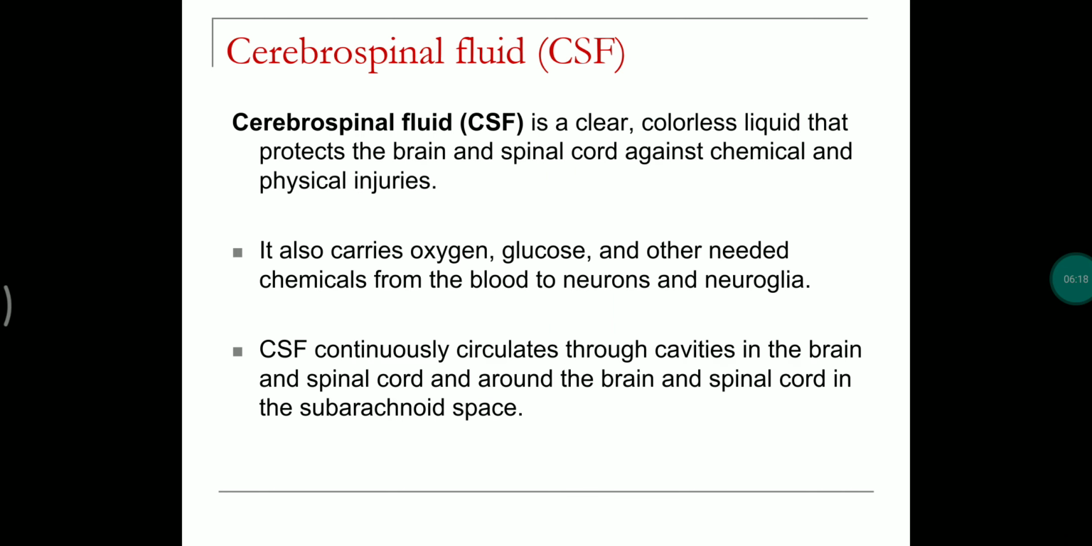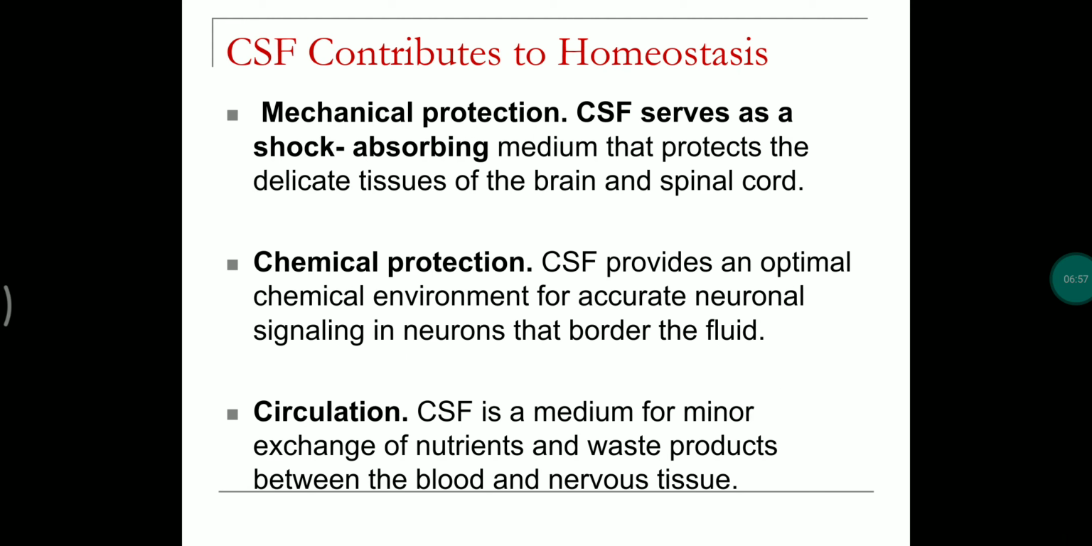Coming to the cerebrospinal fluid. Cerebrospinal fluid is a colorless fluid which protects the brain and spinal cord from chemical and physical injuries. This cerebrospinal fluid is formed from the blood, which crosses the blood-brain barrier. It carries oxygen, glucose, and all other needed chemicals from the blood to the neurons and neuroglia. CSF circulates continuously through cavities in the brain and the spinal canal in the spinal cord, and through the subarachnoid space.